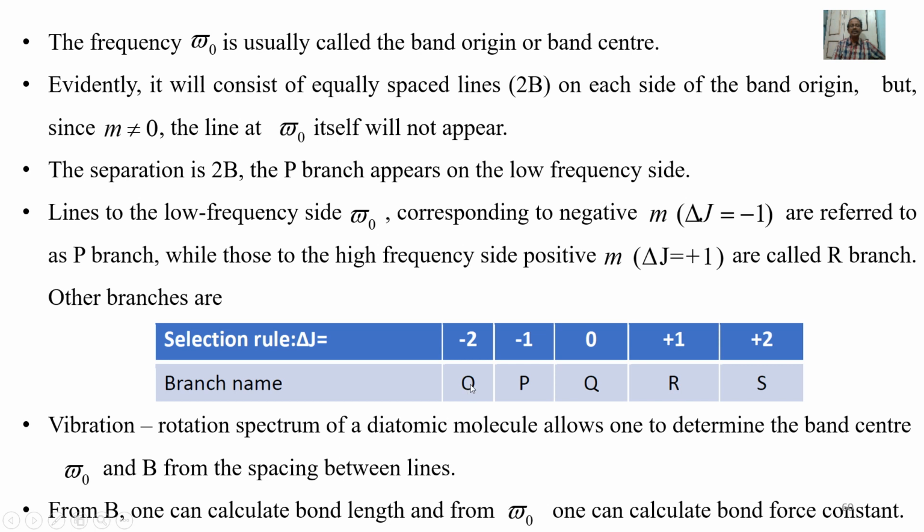And del J equals -1, just now we have studied, this is P branch. If del J equals 0, we have Q branch. Del J equals +1, we have R branch. And del J equals 2, we have S branch.